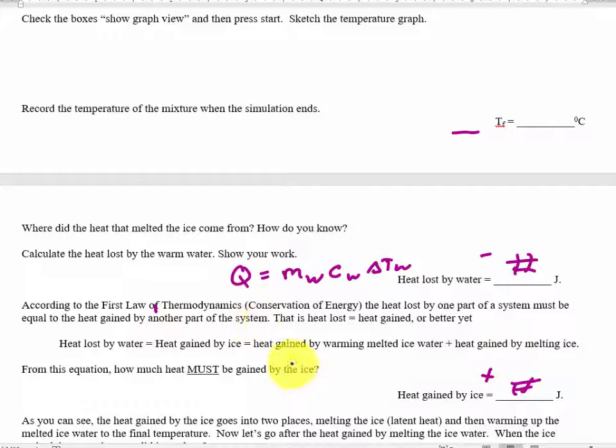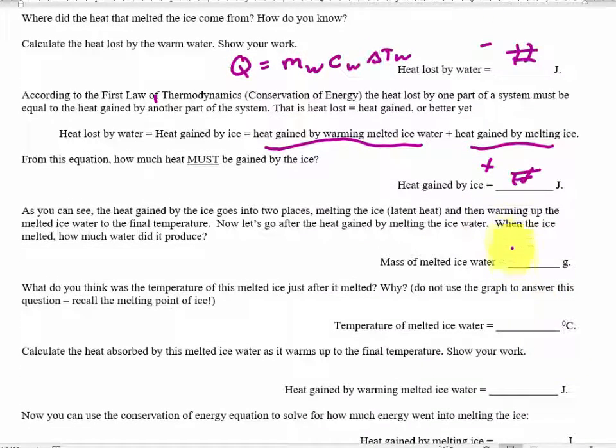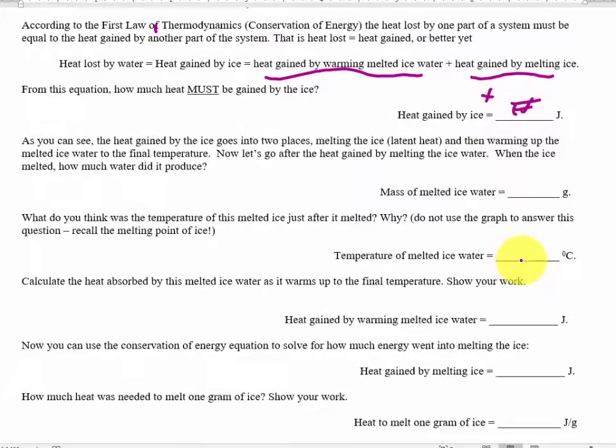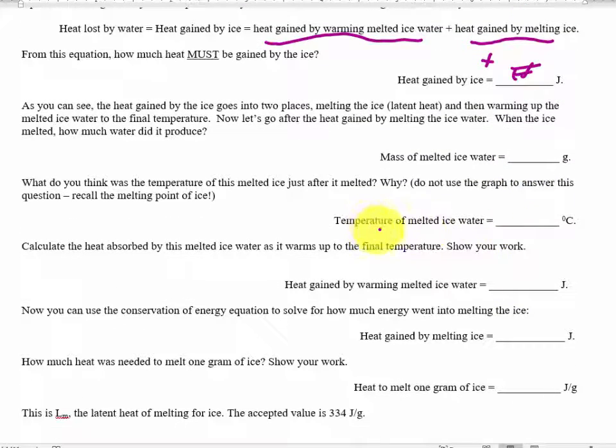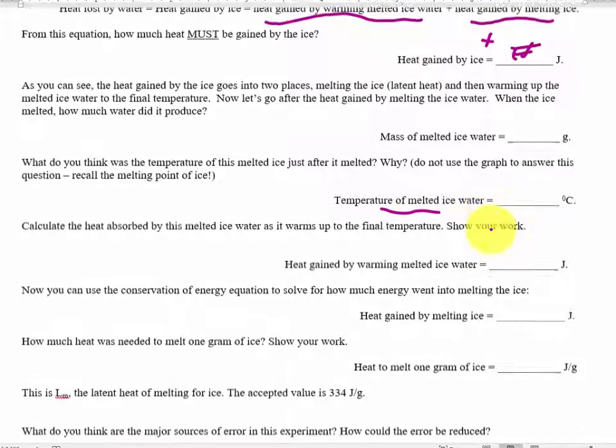The heat was lost by the water, so it was gained by the ice. The only thing to be careful of is we have two flavors of heat to worry about when it talks about the ice. We're going to warm up that blob to the final temperature, and then we're going to have the latent heat right here. So what we can do is we can say, well, what was the mass of the melted ice water? Well, that should be the mass of the ice. I mean, we're not changing the number of particles. The temperature of the melted ice water, well, we started off at 0.